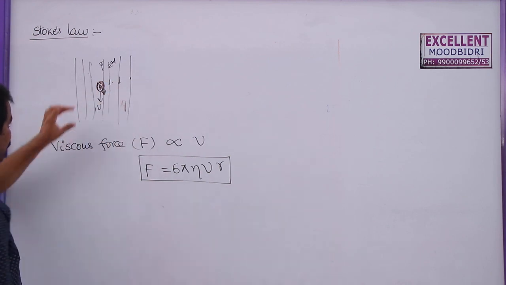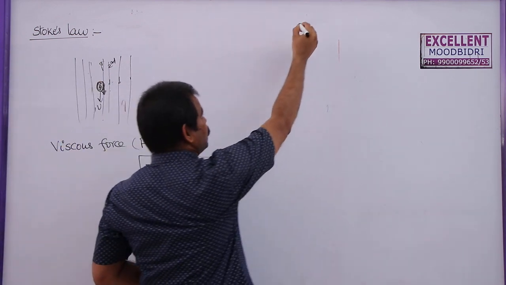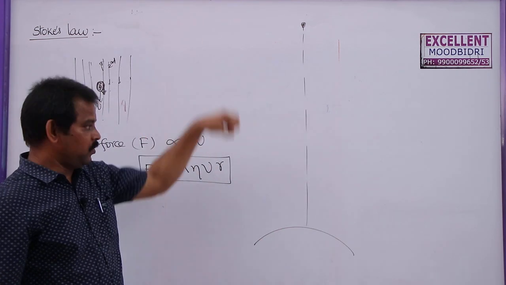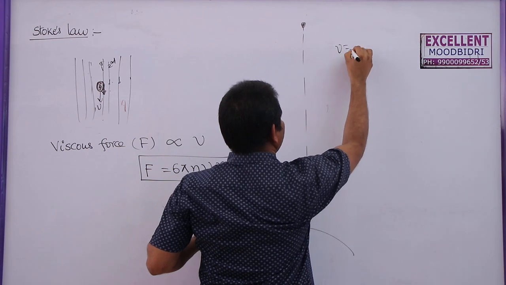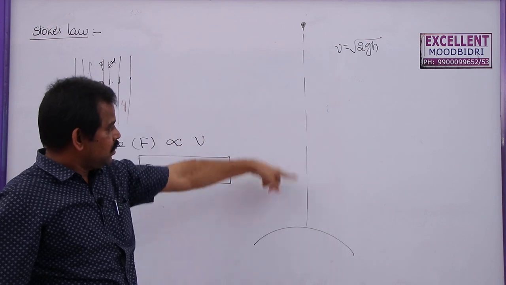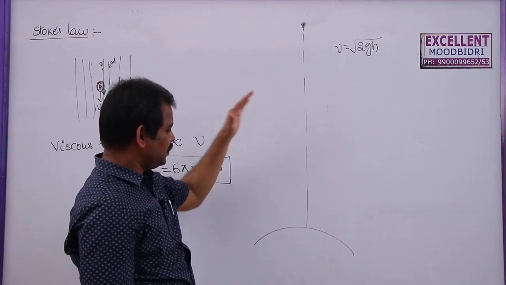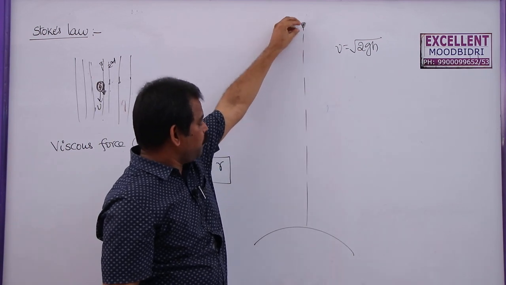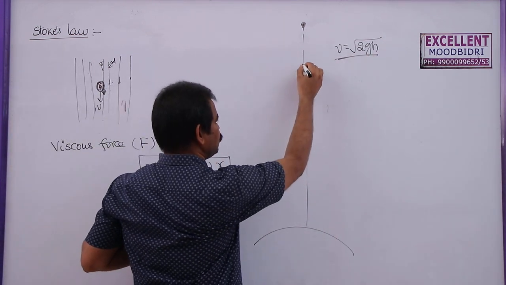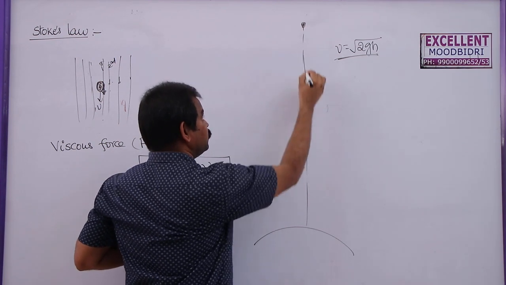Now, suppose you take a raindrop. When a raindrop is falling, it is actually falling from a great height on the surface of earth. We know that for a freely falling body, the velocity is going to be root over 2gh, where g is equal to 9.8 and h is maybe 2 or 3 kilometers. This velocity should be too high. But the raindrop is not falling with this velocity. This velocity changes as it enters the atmosphere, and air molecules try to oppose the motion of the raindrop.